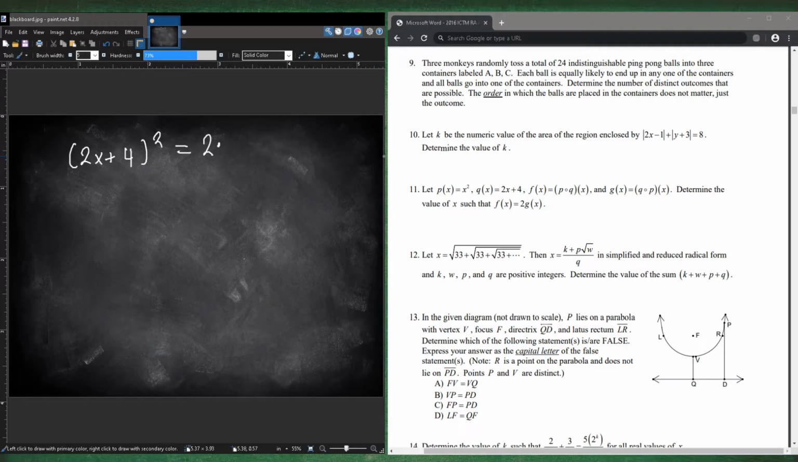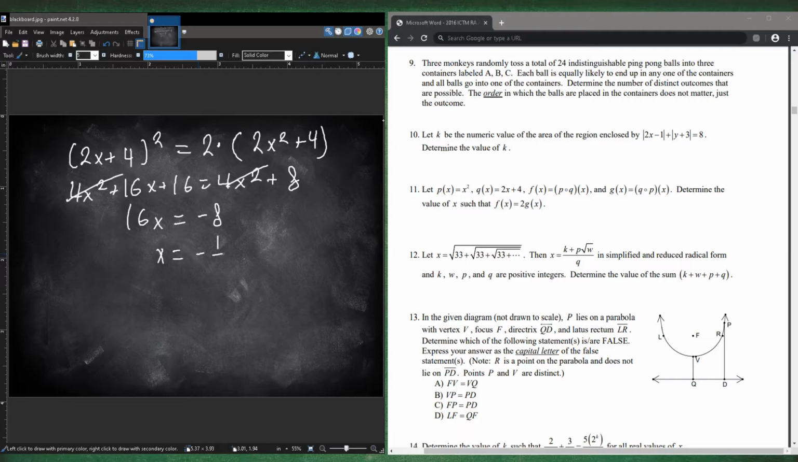g of x is p inside q of x. So that is 2 times 2, and then you put the x squared inside that x. So that's just 2x squared plus a 4. So that's g of x. So this is 4x squared, that's 8, that's 16x, that's plus 16, equal to 4x squared plus 8. Both x squared terms can cancel out. So 16x is equal to 8 minus 16, which is negative 8. So x is equal to negative 1 half. So the value for number 11 is just negative 1 half. And that's basically it.